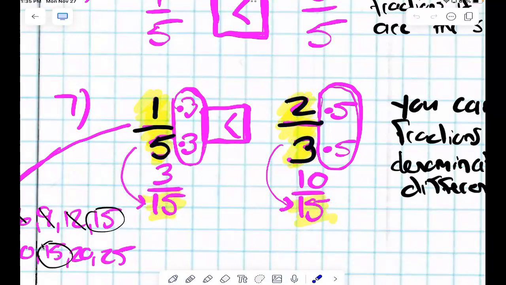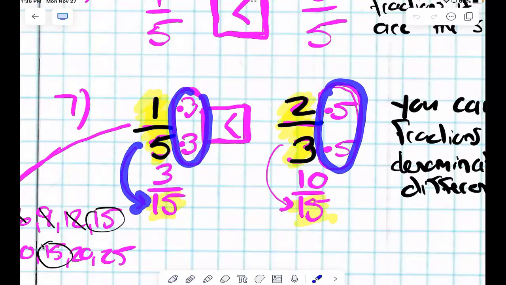After I write my 15 down, what do I make? Bubbles. I make my bubbles, right? How many times does 5 go into 15? 3 times. So I write times 3. What about the top of the bubble? Same thing, right? What's 1 times 3? 3. So now I have 3 as my numerator?